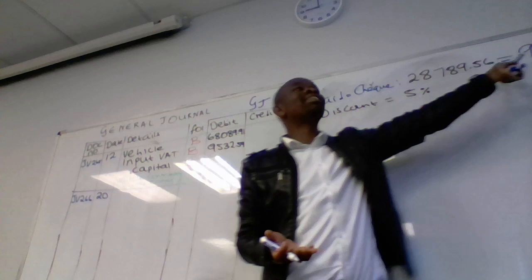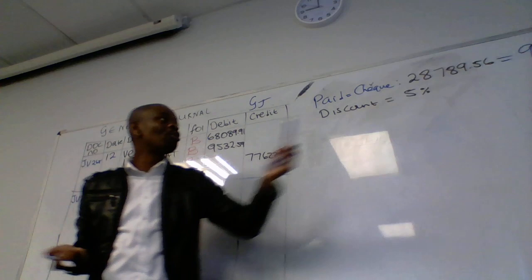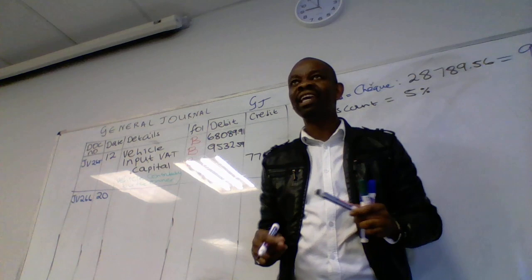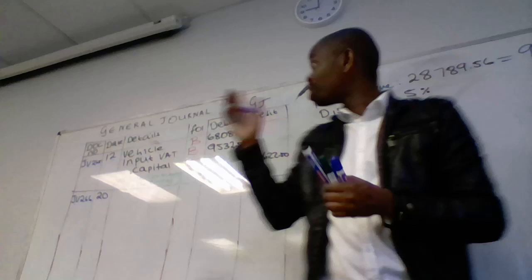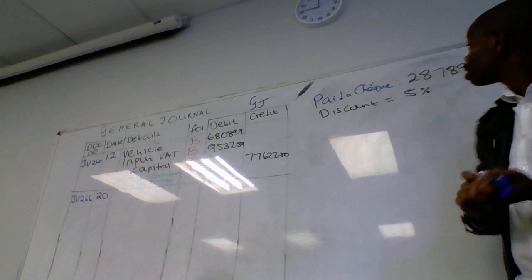But the challenge is, I need to know my discount. Let me ask you something. Where must we record this 28,789? Which book? There are about 8 of them. Think about it. Transaction and check rate. Where are we going to record it? Don't memorize, understand. Meet the transaction here.